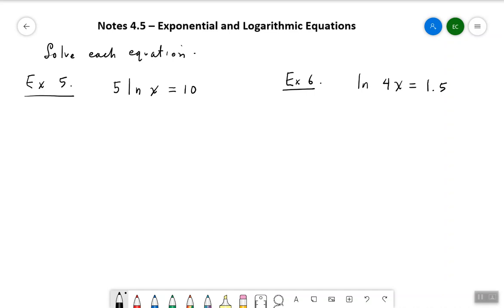Okay, we're working in section 4.5. We already solved a few exponential equations. Now let's solve some log equations. I have the first two examples up on the screen. In example 5, we want to solve 5 times the natural log of x equals 10. How should we begin?